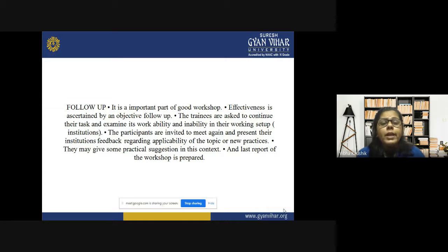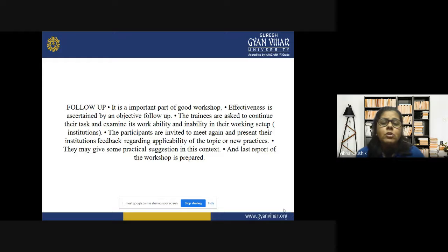Follow up. It is an important part of a good workshop. Effectiveness is ascertained by an objective follow-up. Objective means it should not be a biased follow-up. Follow-up will be done after the completion of the workshop.